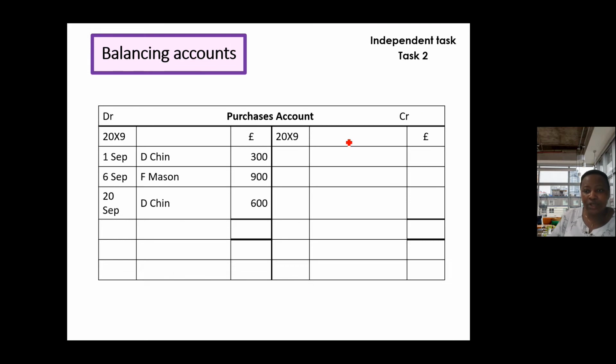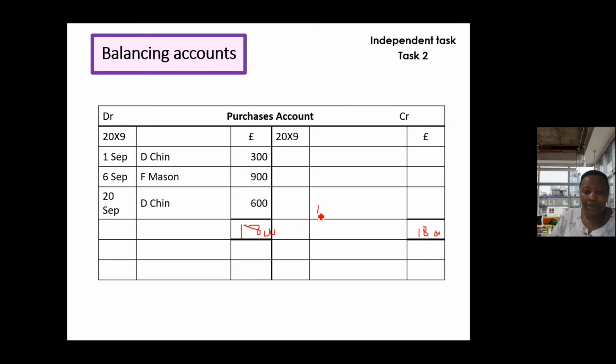So you can pause the video and try this. Here you can see that there's no transaction here at all, right? So all you want to do is sum this up. This should give you 1,800. So you have 1,800. You write it properly, and then you come here and write 1,800 as well.